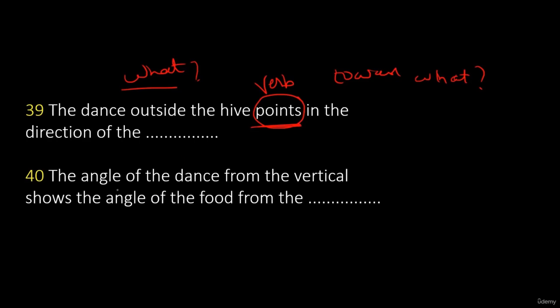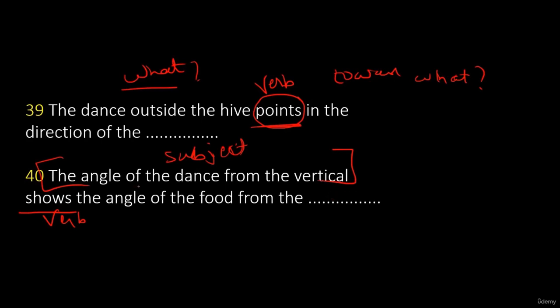Looking at the next one: the angle of the dance from the vertical shows the angle of the food from the blank. You see, shows is the verb here, which we have to take care of. What shows what, or in what angle? So the angle of the dance from the vertical is one subject, a kind of structure. This is a whole subject, and we have the verb, and then we have the object. Subject shows the object. The angle of the dance from the vertical shows the angle of the food from the blank. See how easy it gets.